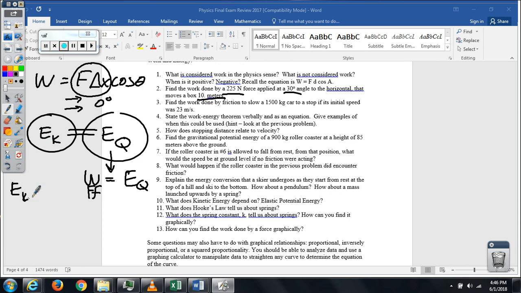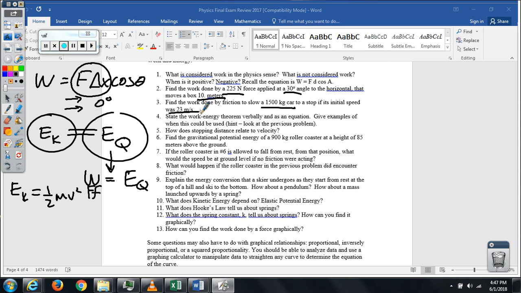So if you just do EK equals 1/2 mv squared, 1/2 the mass. The mass is in kilograms, so don't add any extra zeros or anything like that to it. So you want to keep the mass in kilograms and then multiply it by 23 meters per second, the whole thing squared. You'll get your answer. And if you want the energy, you can write it in terms of joules. And if you want the work that's being done by friction, then it is in Newton meters.